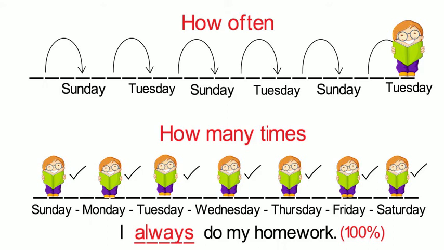The adverb of frequency goes before the main verb. In this sentence, the main verb is do, so always goes before the verb do. I always do my homework.